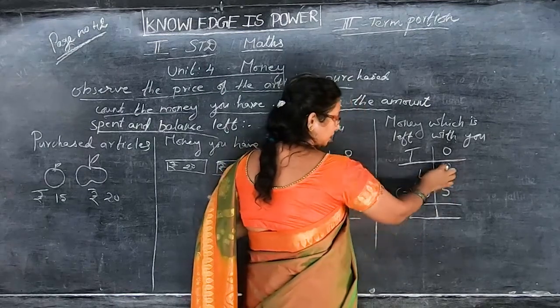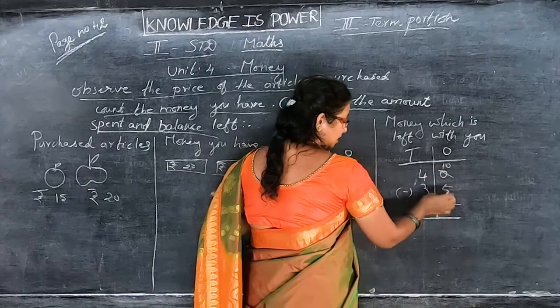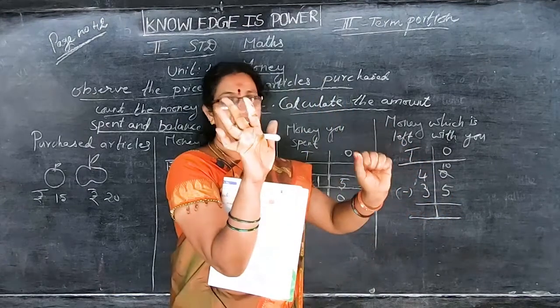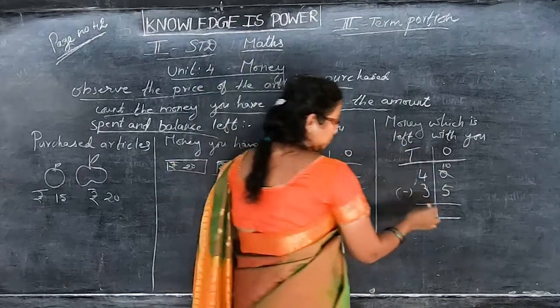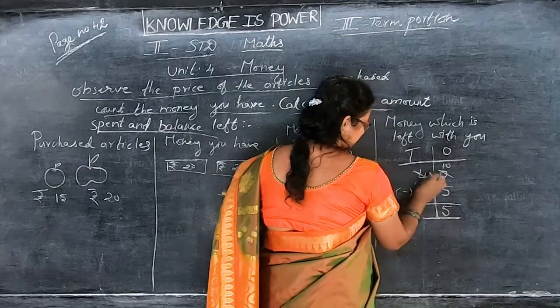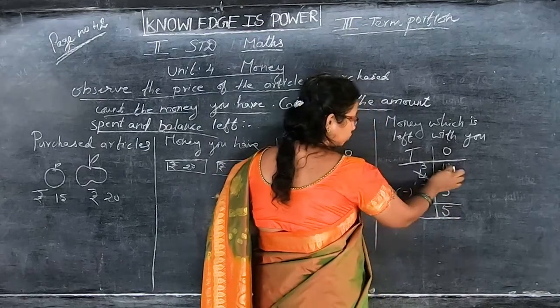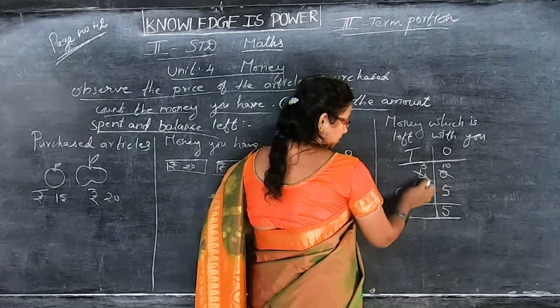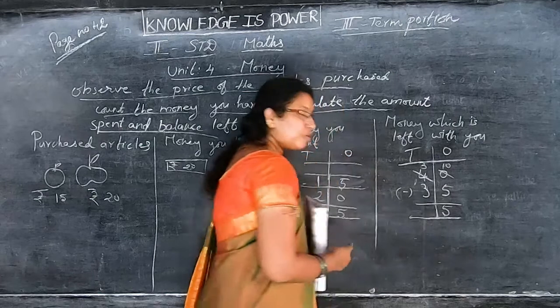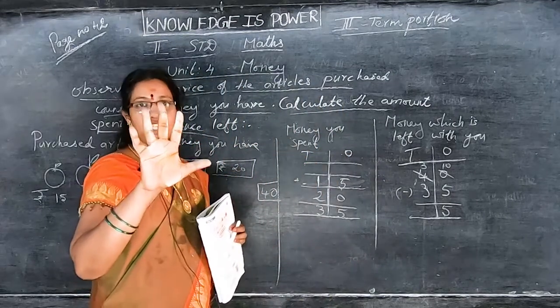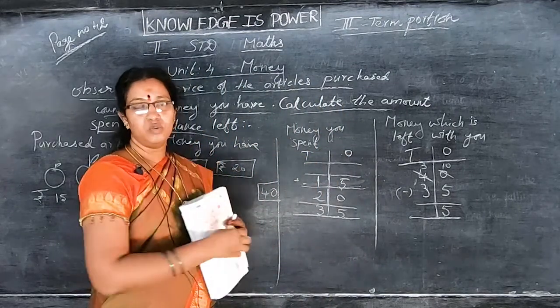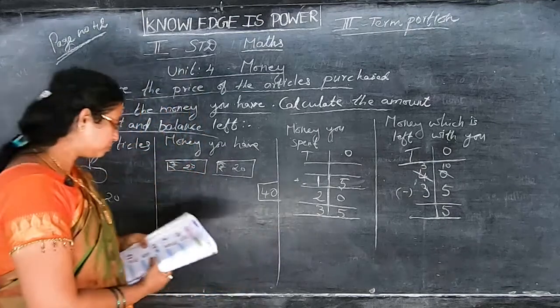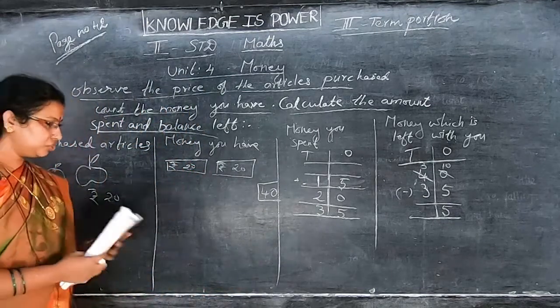See here. We are borrowing 1. Okay, so 0 becomes 10. So 10 minus 5, so 5 is there in your hand. This one 3, because we borrowed, then 4 will become 3. 3 minus 3, 0. So you are having only 5 rupees in your hand. 5 rupees is left in your hand. Okay. See here. Like this only you should do, children.